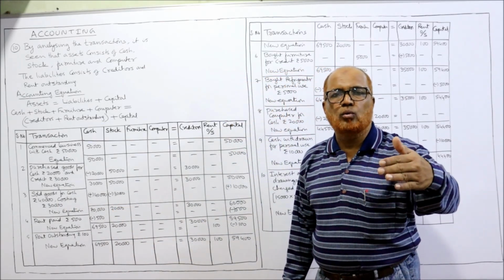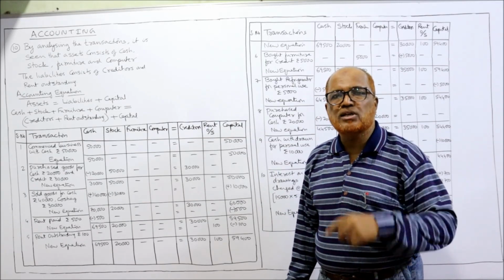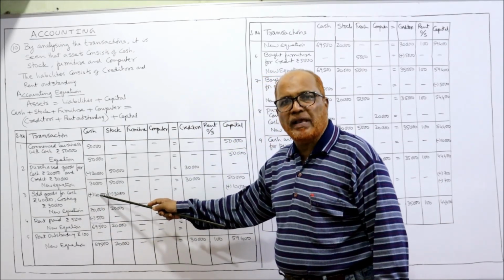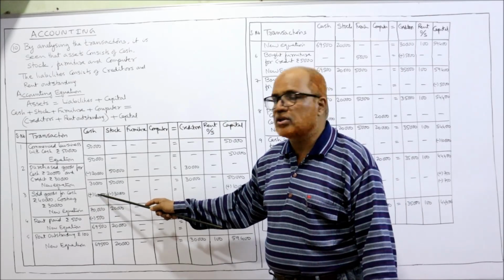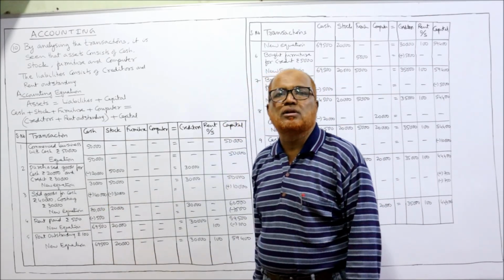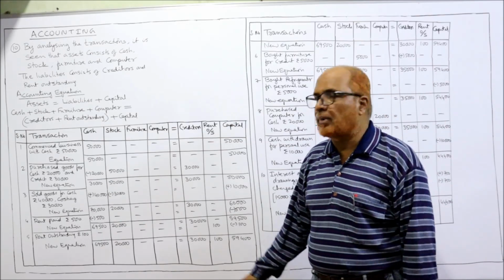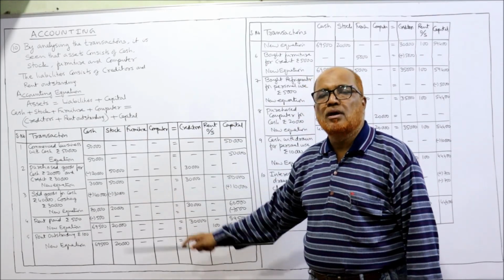Sold goods for cash 40,000, costing 30,000. We are selling the goods. When we sell the goods, cash is coming in. How much cash is coming in? 40,000. So cash column 40,000 plus. We are getting cash. But how much goods are going away? What is the cost of goods? 30,000. 30,000 worth of goods are going away. So in stock, minus 30,000.